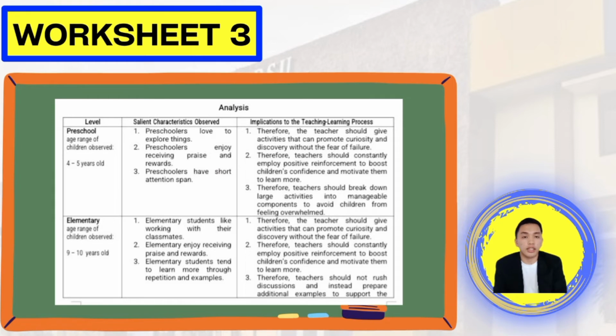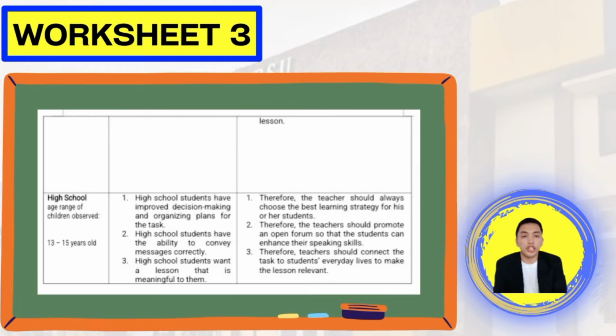Next level, high school, age 13 to 15 years old. Salient characteristic observed: they have their own decision making. They can convey messages correctly, and they learn in a meaningful way. Implication to the teaching and learning process: The teacher should use the best learning strategy, help them enhance their speaking skills, and give relevant lessons.